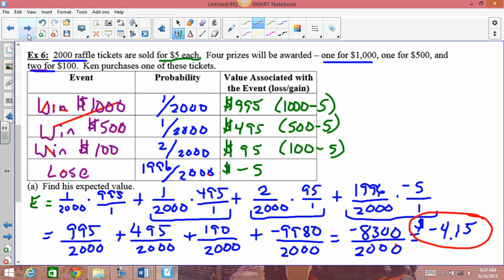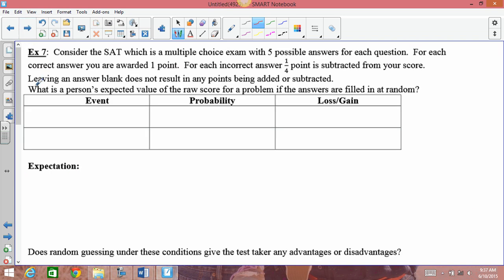Okay, I will flip it over to the last page, and I think I will do the first part of this one and then leave the rest for you. In example 7, perhaps you've taken the SAT, and whenever you take the SAT, there are 5 possible answer choices, A through E. For each correct answer that you get right, you get 1 point. But if you get a question wrong, they deduct 1/4 of a point from your score. Leaving an answer blank doesn't add or subtract.